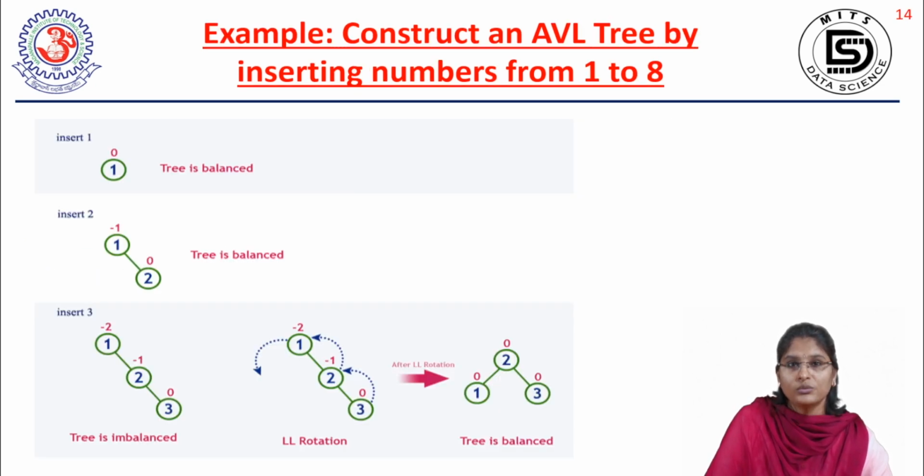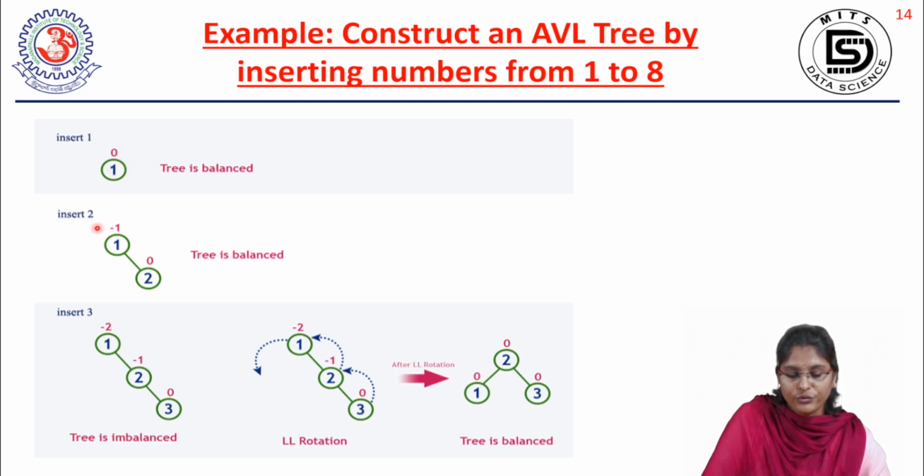So this is one of the examples. Here I am going to insert the values from 1 to 5 sequentially. Then the tree will look like this. First I am going to insert 1 here, and the tree is balanced. Then 0 minus 0, it is 0. So the balance factor of 1 is 0.